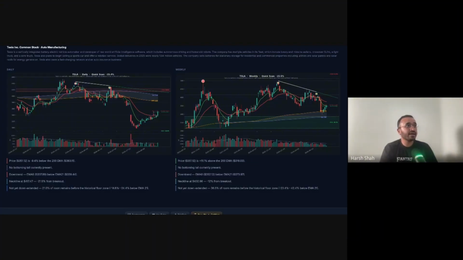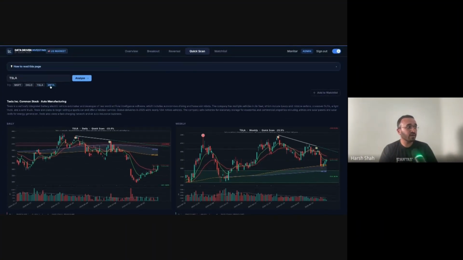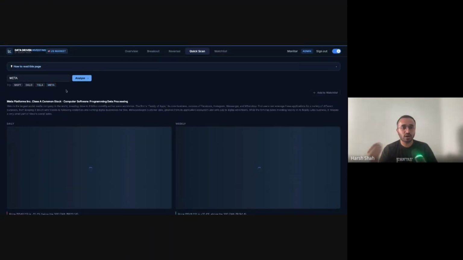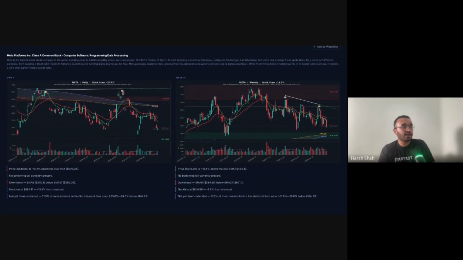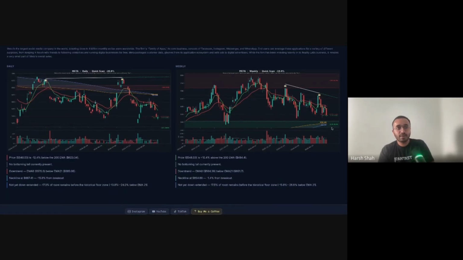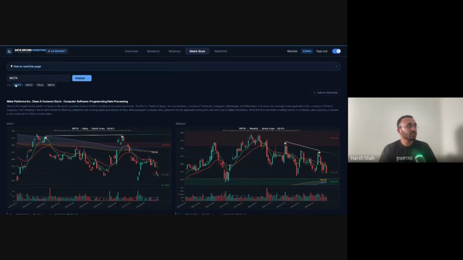So this has made scanning a lot easier for me. I can do it for any stock I want, as long as it is in the US or NYSE. So for Meta, I can look at what is happening on the daily time frame, what is happening on weekly, what is my buy zone, how can I find different supports. It gives me details on conditions that I have given it. So this is quick scan.